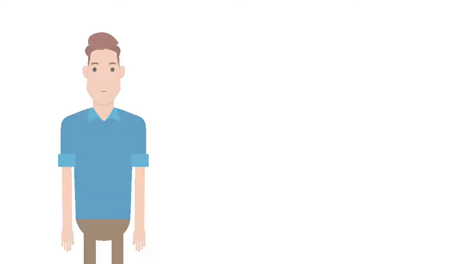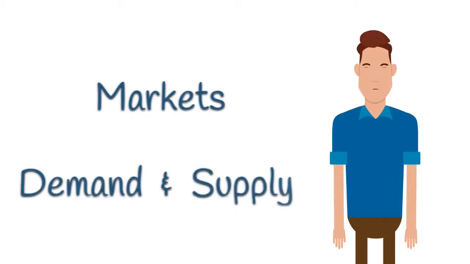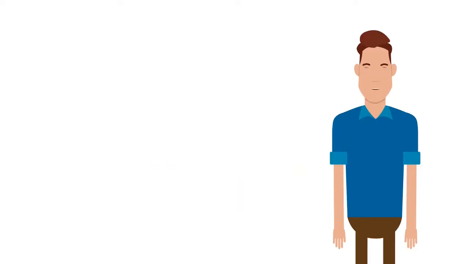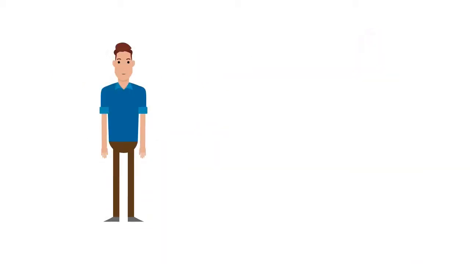Hello again! In my first video, I discussed how prices are determined in markets through demand and supply. I then argued that market interactions tend to lead to prices for which the quantity demanded more or less equals the quantity supplied. In this video, we will explore taxes. What are the effects of a tax?